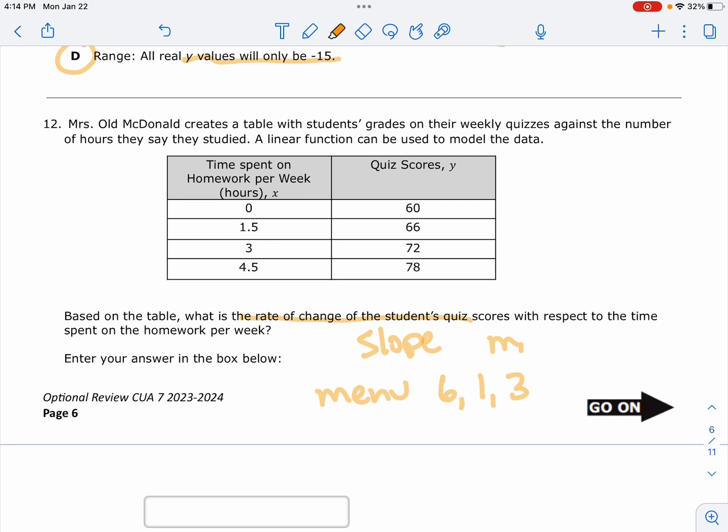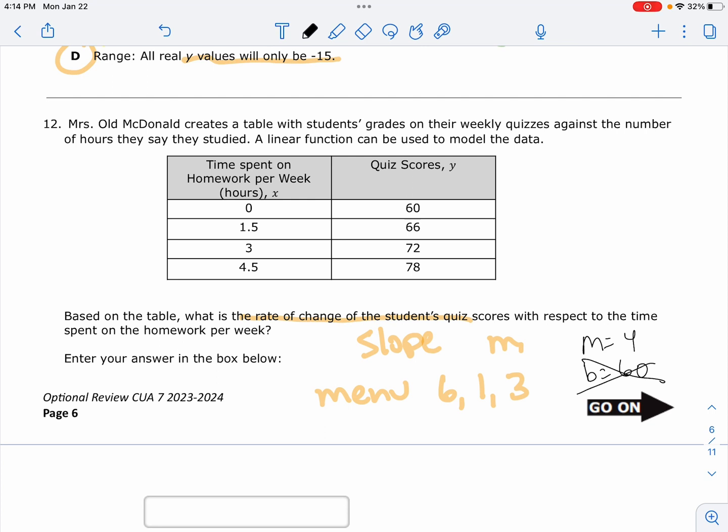I'm doing all my x's: 0, 1.5, 3, 4.5. So those are my x's. I have to do control fancy brackets again to get my y's: 60, 66, 72, 78. And when I did that, what I got was M equals 4, B equals 60.